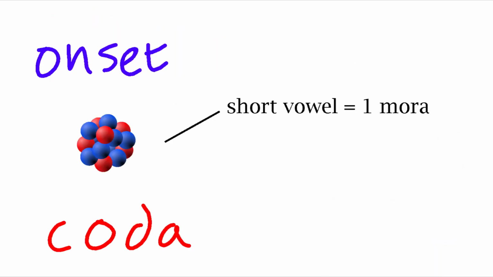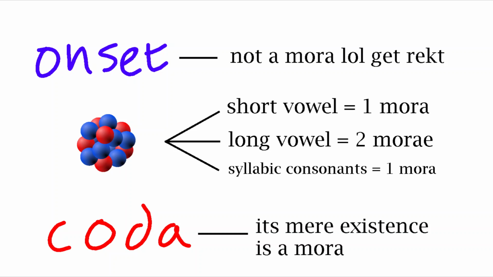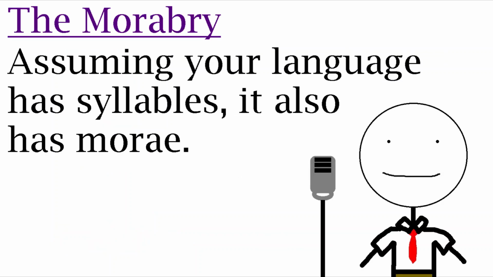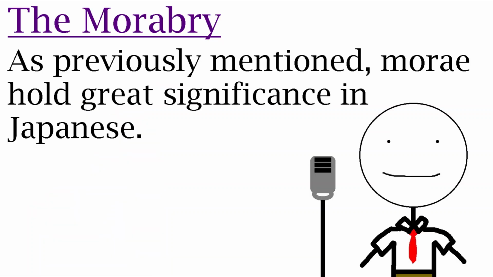A short vowel in the nucleus of the syllable is one mora, a long vowel or diphthong would be two, the same goes for syllabic consonants, and the coda can also be a mora. Thus, we can see that any language that has syllables also has morae, regardless if they have any significance at all. Japanese uses them most of any language that I know about.